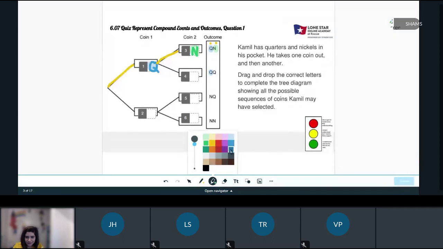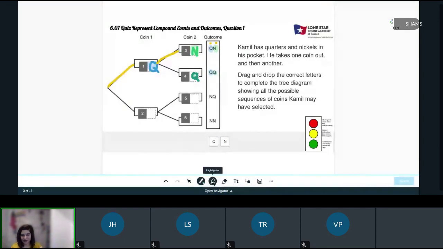Now, notice that the second letter here is letter Q. That tells me this is the Q that goes here. I go ahead and drop in my Q here. Now, if I'm reading the name, I have QQ. It starts with Q, the second letter is also Q, so the outcome is QQ.